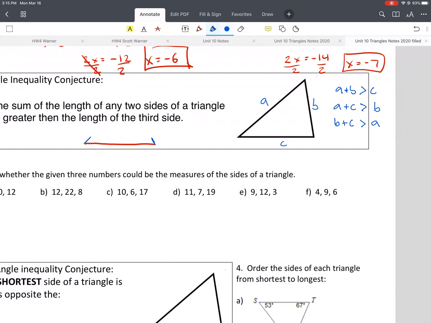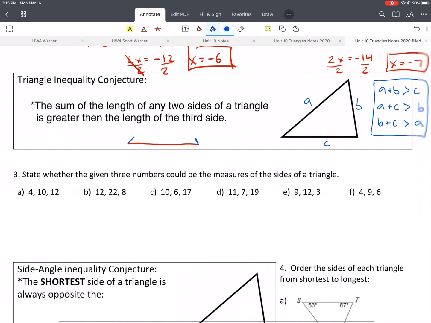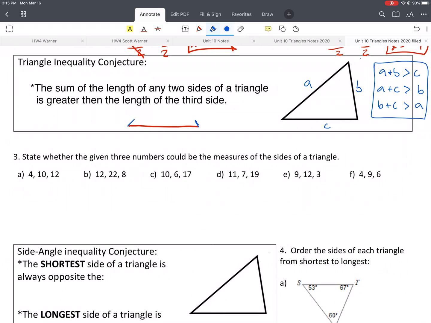The shortcut for that would be you add the 2 smallest sides, and it has to be greater than the largest. But adding every pair would always work too. So you just add all of them, and each sum has to be greater than the 3rd. Again, I'll write this down if you wanted to use the shortcut: you add the 2 smallest sides, and it has to be greater than the largest.